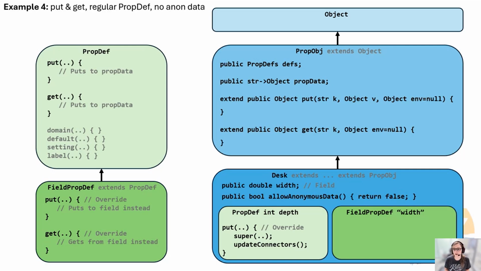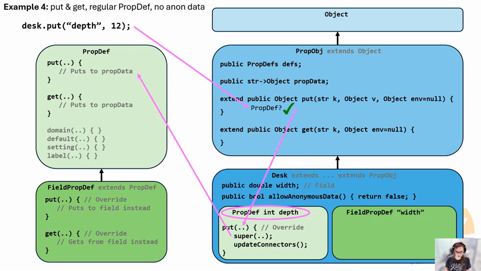All right, last example. So we're going to put and get with a regular PropDef, not a field PropDef. So I'm going to put to my desk for the key depth and the value 12. We'll go to the prop object's put. It does find a PropDef that matches that key. So it goes to there, and I have overridden the put for this. And so instead of going to the put in the base PropDef class, it's going to my subclass of this.